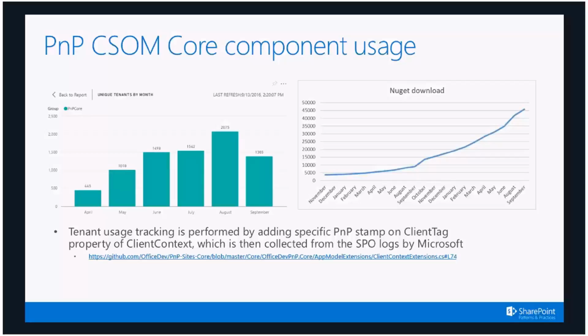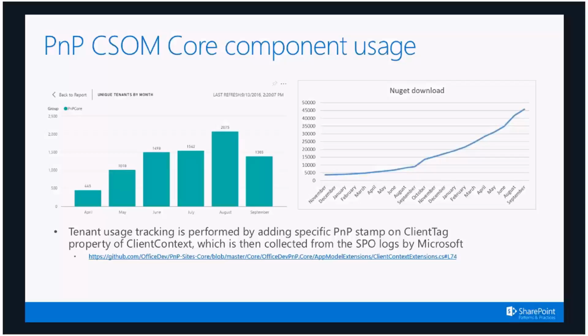So the PnP core component is not part of the product. It's not part of SharePoint. It's not like the SharePoint CSOM NuGet. It's a community effort. But there are a lot of customers and partners actually using that. So in August, we hit 2,075 confirmed tenants using the core component, and the NuGet downloads are increasing quite nicely as well. Already in September, we have 1,385 tenants where the PnP core component has been used.